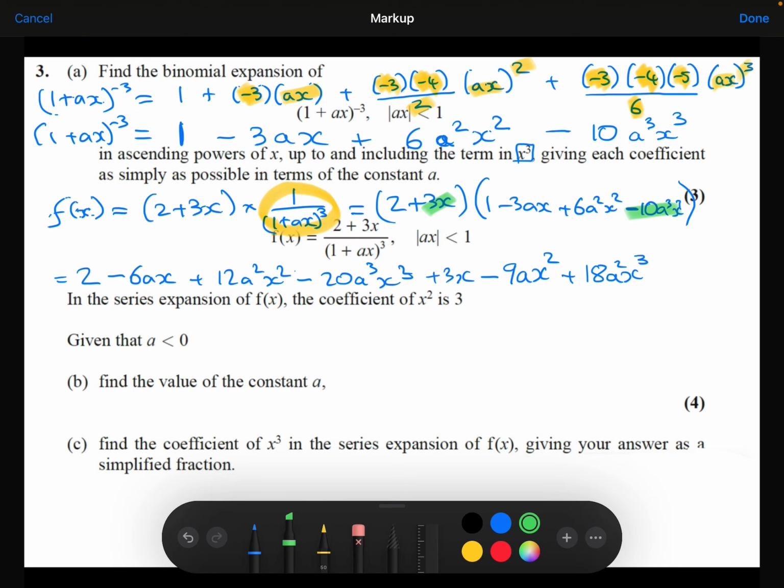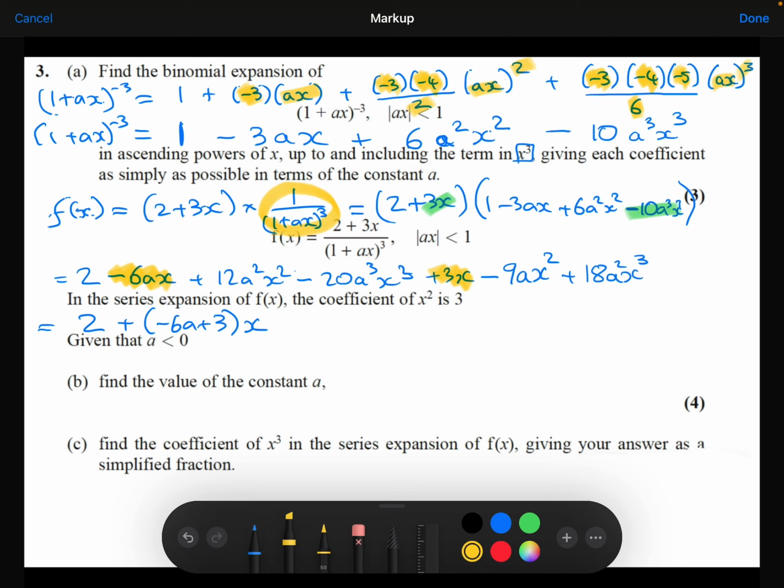So, right, let's collect up the like terms then. So I've just got the 2. Right, let's collect the x terms. I've got a minus 6ax, and I've got a 3x. So I could rewrite that as being minus 6a plus 3, like that.